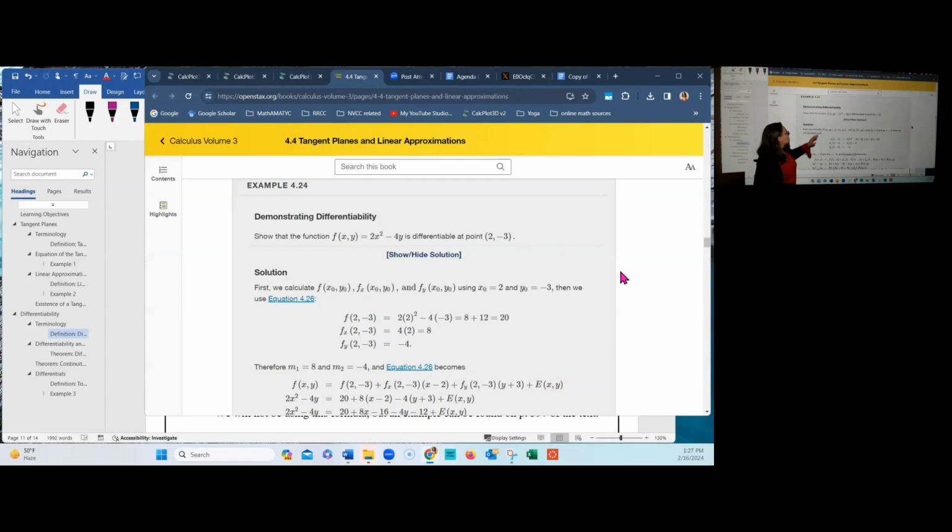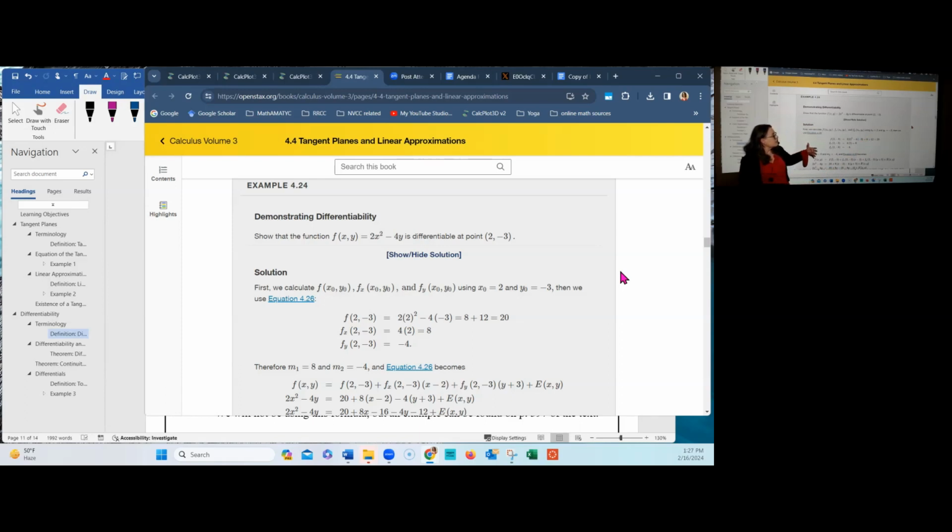In this example, we have the function f of x, y equal to 2x squared minus 4y, and we want to prove that it is differentiable at the point 2, -3. How do we define this error term, E, as a function of x, y? And this is uppercase letter E, not Euler's number. First, we need to calculate the three pieces that we need to find the equation of the tangent plane at that point, provided it exists.